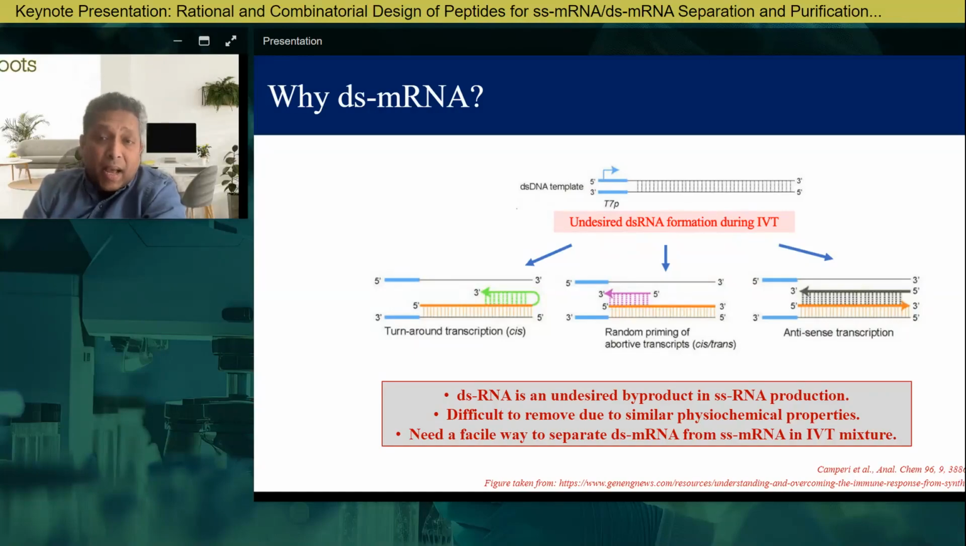obviously a need, a gap for a more facile approach, a more facile way to separate this double-stranded mRNA impurity from the single-stranded mRNA. And if you don't mind, I will just use ds-mRNA and ss-mRNA to abbreviate these two molecules in the rest of the talk.